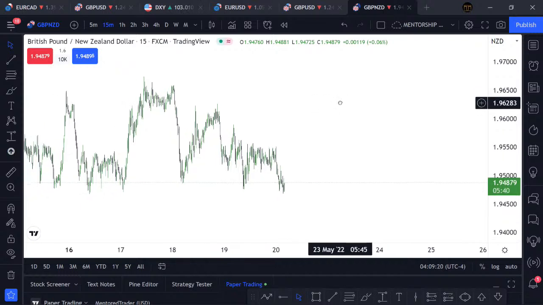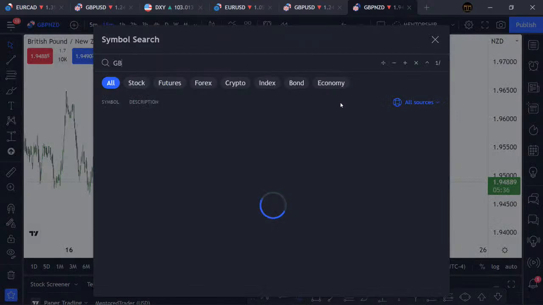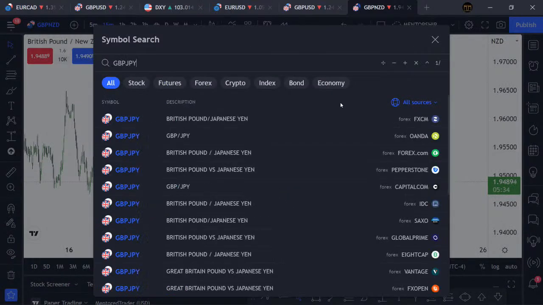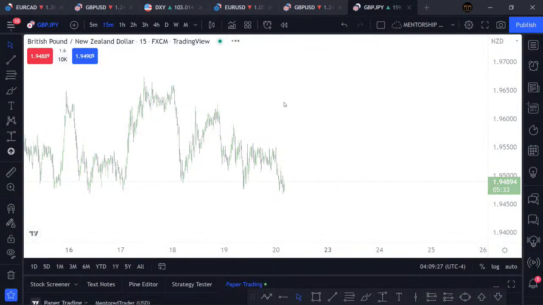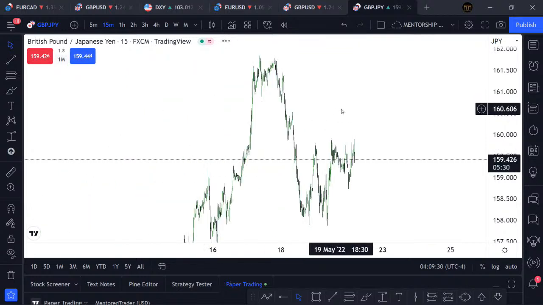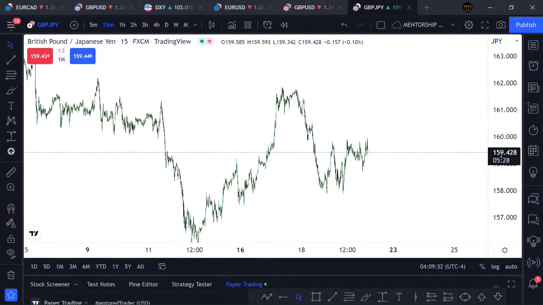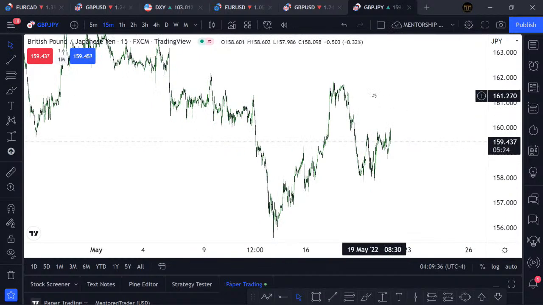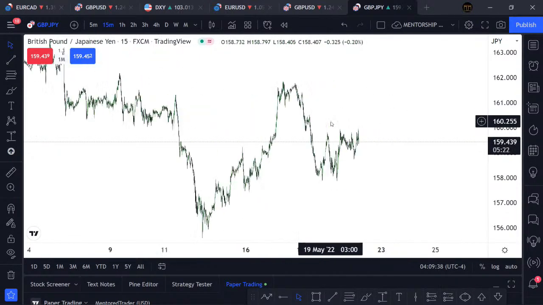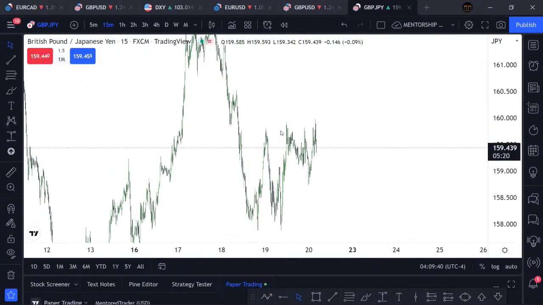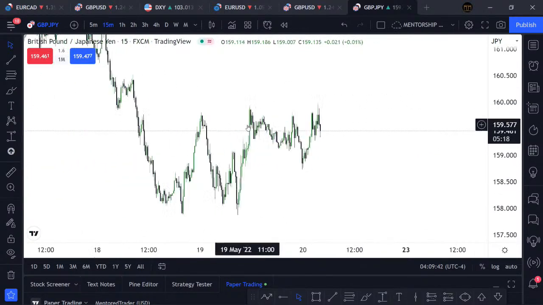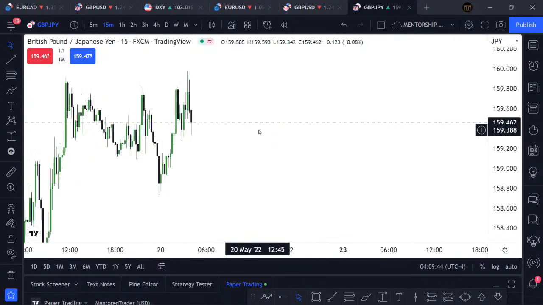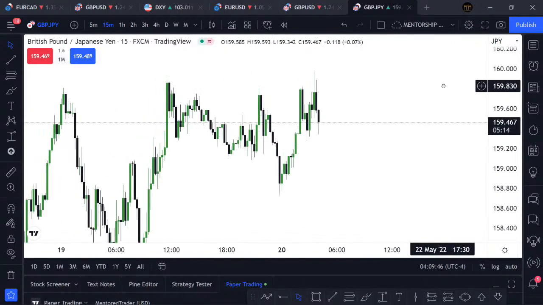Let's look for the pound something, GBP JPY, for example. Okay, so for the pound yen, I will be looking for opportunities to go short. I'll be looking for opportunities to sell the pound yen. Let's go ahead and look at this. Let's do a little analysis.